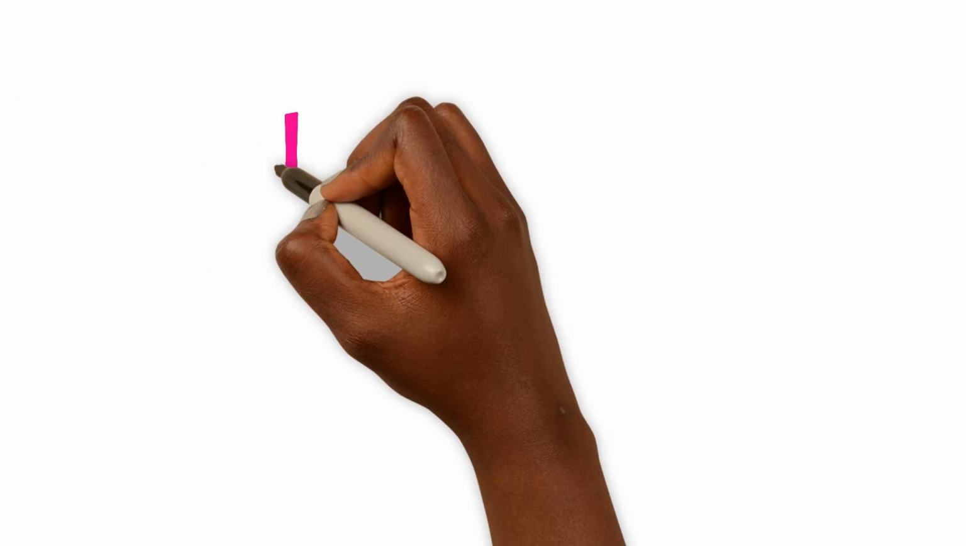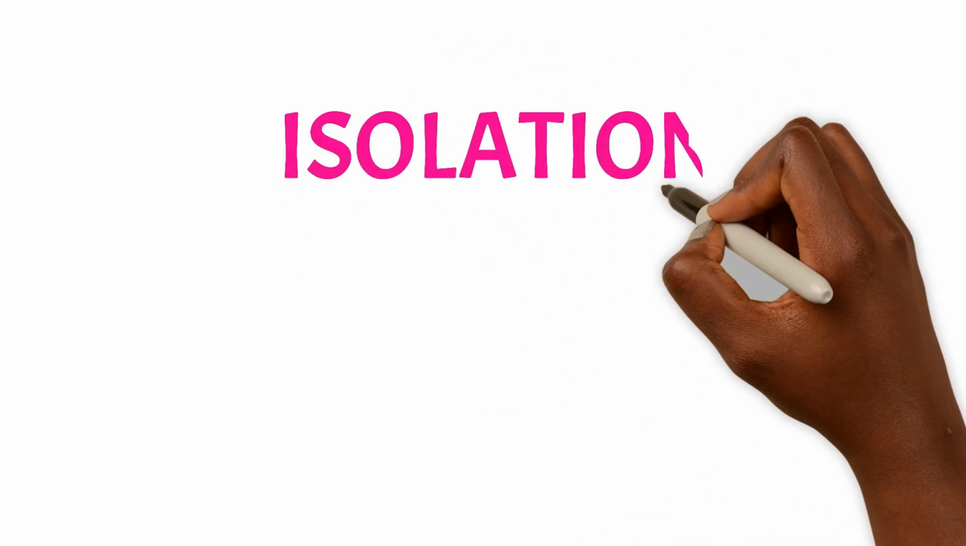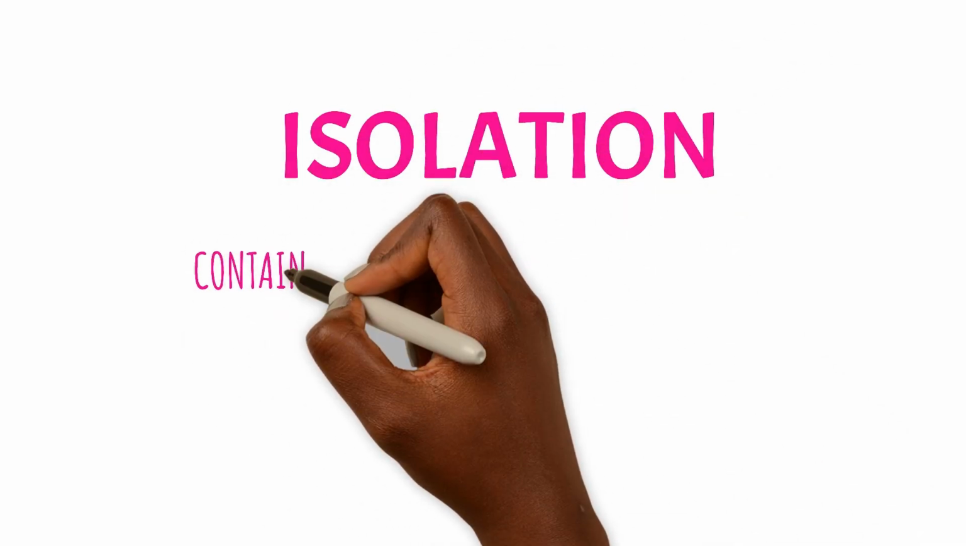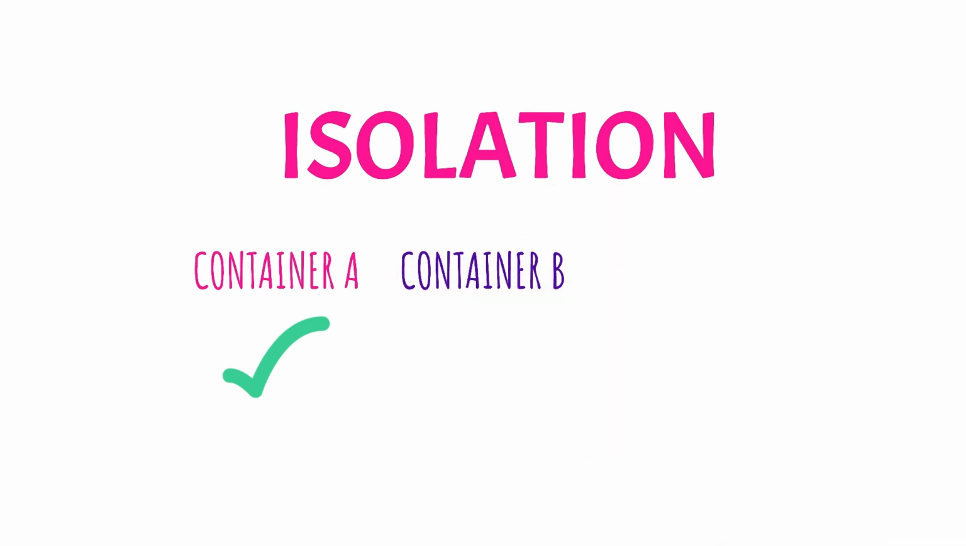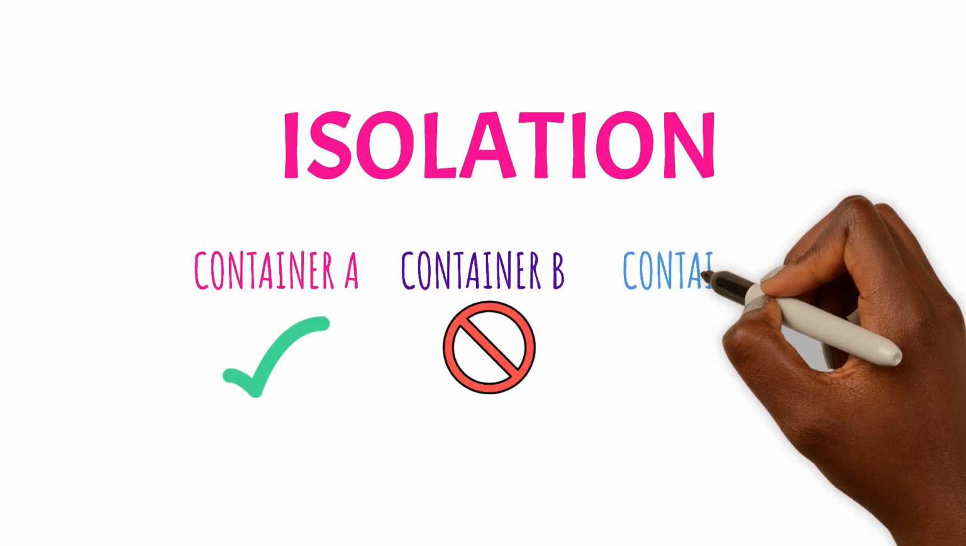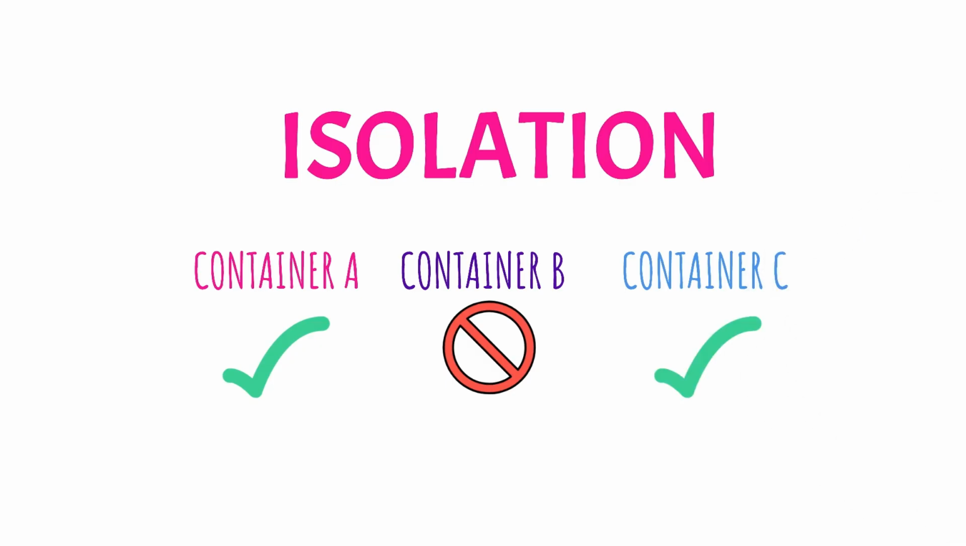Docker containers also offer isolation. Each container is isolated from other containers and from your computer's main system. This means applications don't interfere with each other. If one container has a problem, it won't crash the other containers.